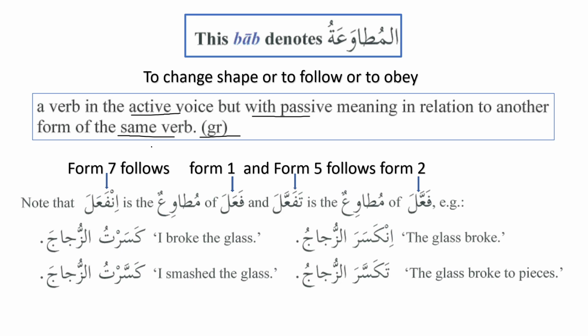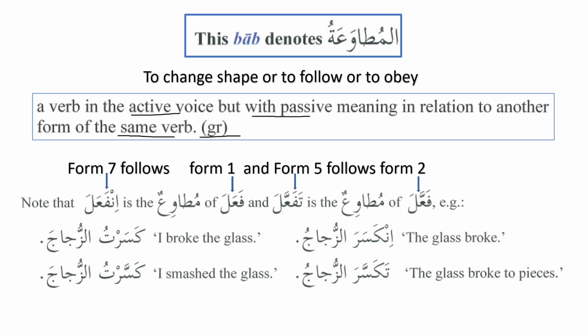But what happens when we bring it from one form of the verb into the other form? Then the meaning from active becomes passive. Let's look at the examples and it will be clear. Note that fa'ala from number 7 is mutawi'un. It basically follows fa'ala from number 1. So number 7 follows number 1.